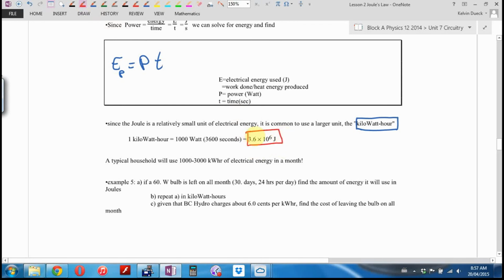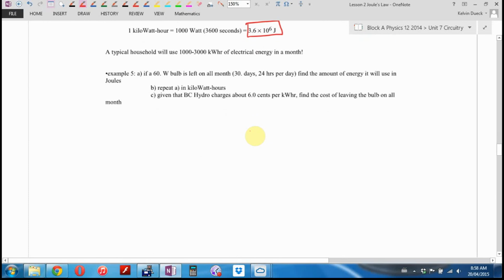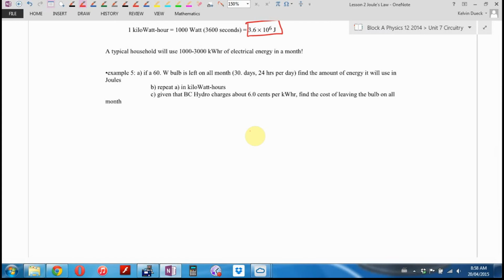A typical household uses about 1,000 to 3,000 kilowatt hours per month. Let's crunch some numbers. Let's leave a 60-watt light bulb on all month. Let's make it a 30-day month, 24 hours per day. We're going to find the amount of energy it uses in joules and convert that to kilowatt hours. Then, assuming BC Hydro charges about 6 cents per kilowatt hour, though I think now it's about 7 cents, we'll see how much money it costs. And we're going to run into a problem.